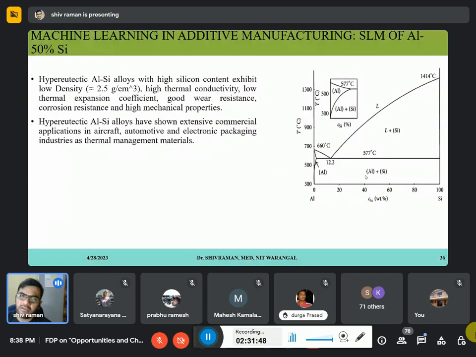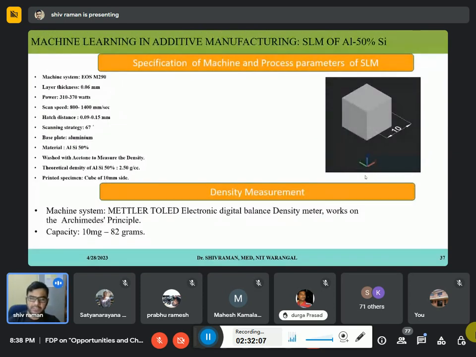If you consider this aluminum silicon alloy, as I told you, it has very good wear resistance, thermal management coefficient and corrosion resistance, so it is used for thermal management systems in the packaging industry and space, especially for space launch vehicles. So what we did, we printed this test coupon of 10mm cube shape for a series of experiments, because as this is a new material, very few literature is available for this particular alloy. So we 3D printed this because we want to see up to what process window the component is dense.